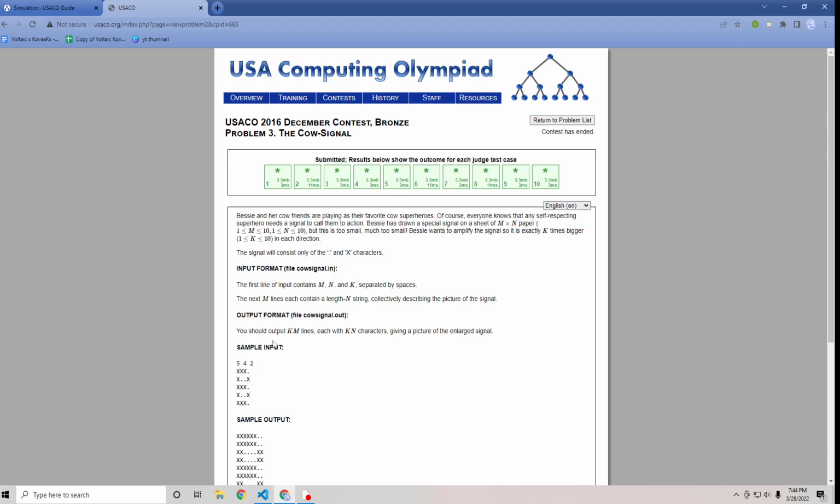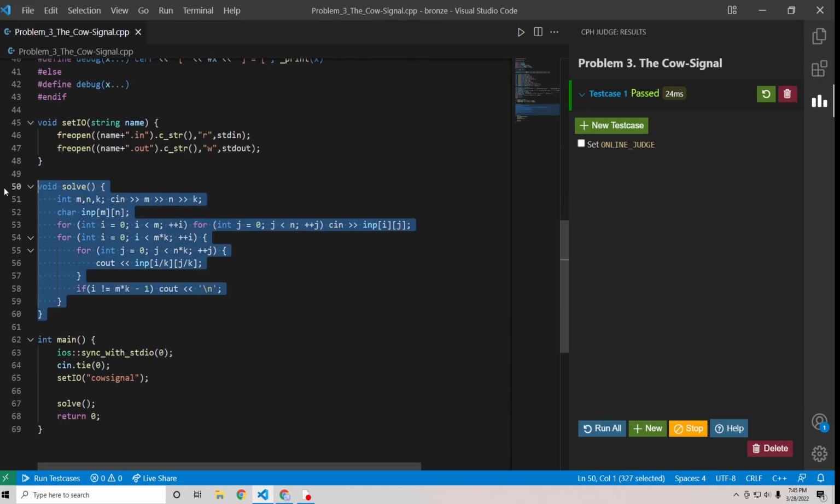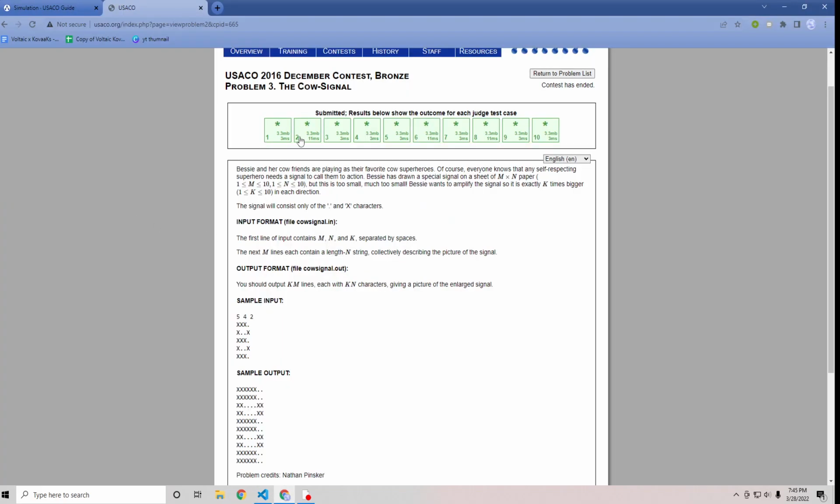And voila. Okay, so let's talk about this answer. The first thing to notice is that M and N are very small. They're between 1 and 10. So why does this matter? If M is the number of rows and N is the number of columns, this tells us the overall size of the input. So the maximum size we can have is a 10 by 10 grid, which is 100.